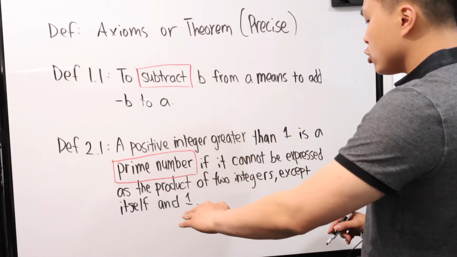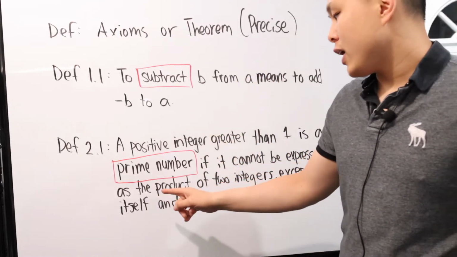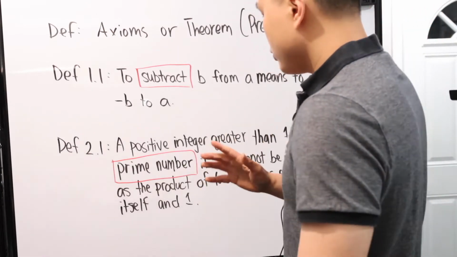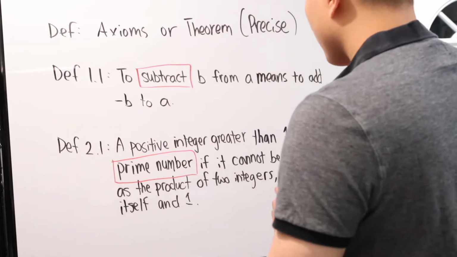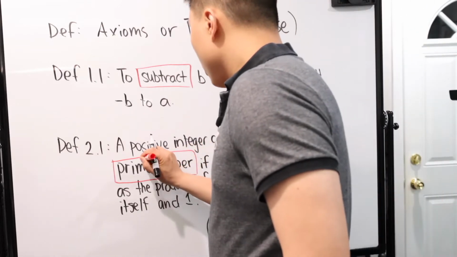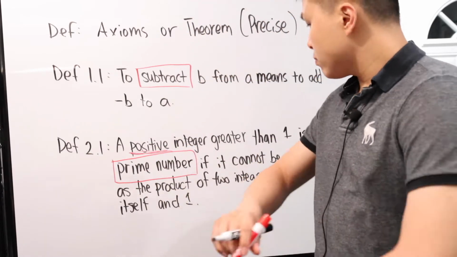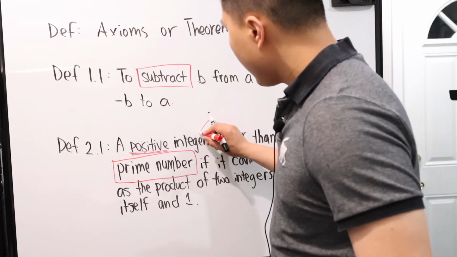A positive integer greater than 1 is a prime number if it cannot be expressed as the product of two integers except for itself and 1. So there's several things that we have to pay attention to, right? If we're talking about a prime number, first and foremost, we need it to be positive. That means any negative number doesn't count. 0 does not count. And we also understand that it is integers.